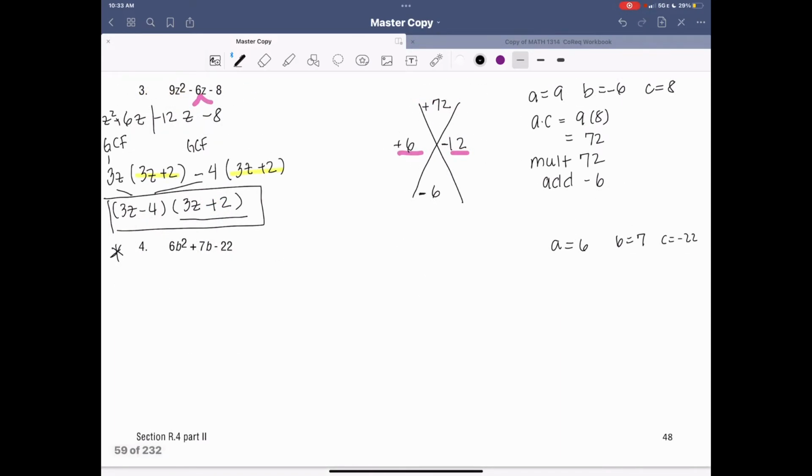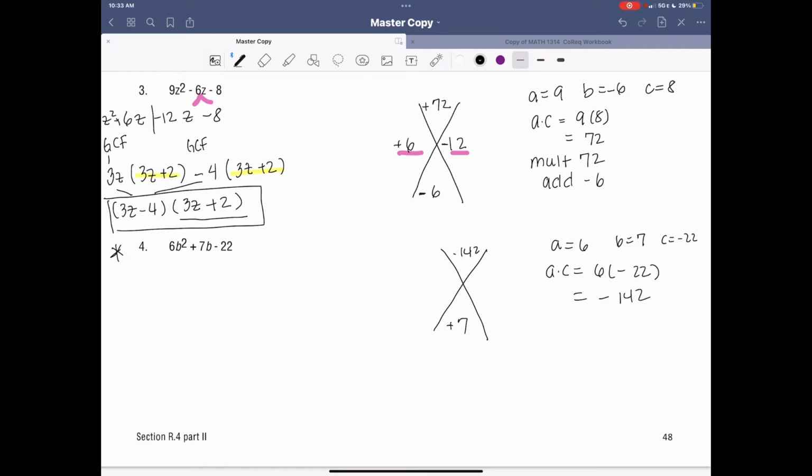Next, a, b, and c. So a and b are the coefficients, 6 and 7, and c is negative 22. So I have a times c, which is equal to 6 times negative 22. I get negative 132. So in this case, we want to try and match b.